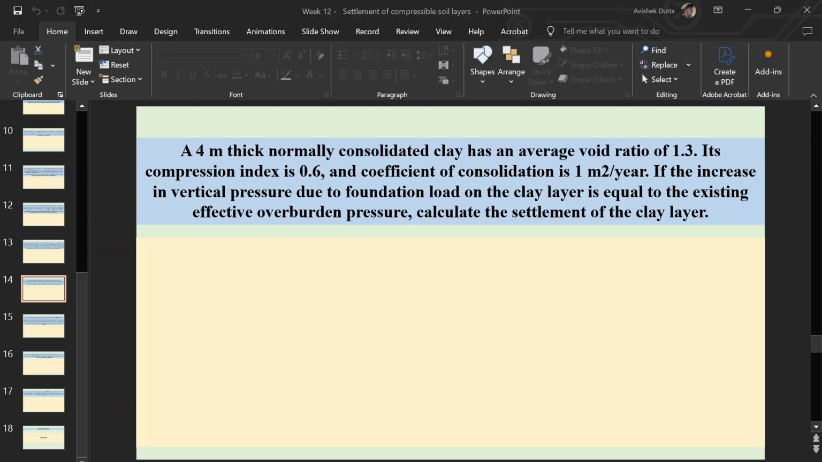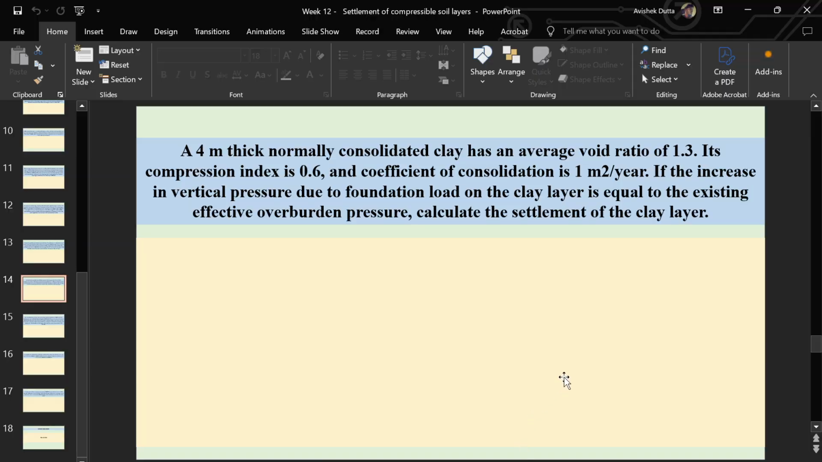A 4 meter thick normally consolidated clay has an average void ratio of 1.3. Its compression index is 0.6 and coefficient of consolidation is 1 meter square per year. If the increase in vertical pressure due to foundation load on the clay layer is equal to the existing effective overburden pressure, calculate the settlement of the clay layer.